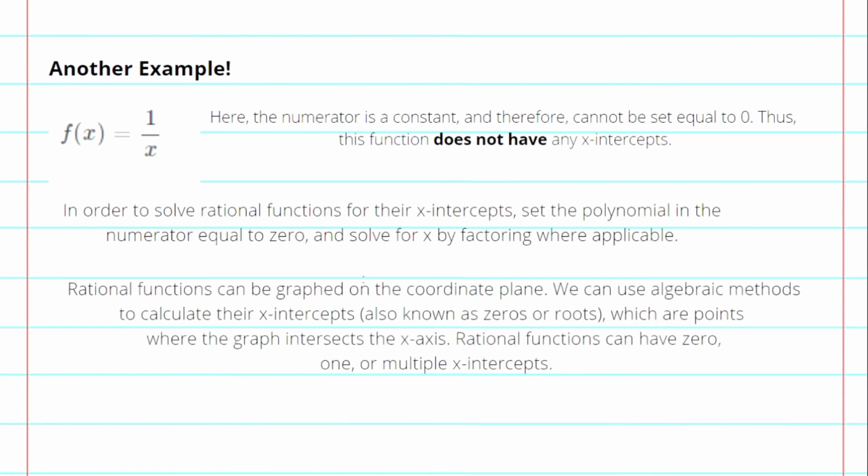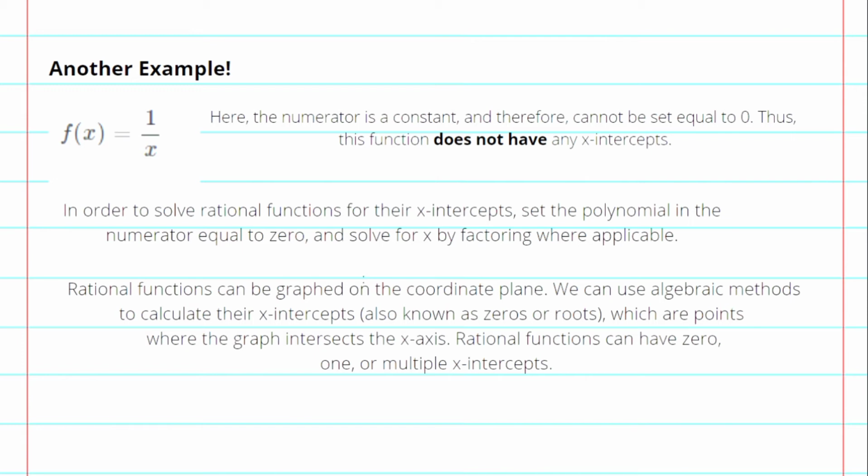Another example, f of x equals 1 over x. Here, the numerator is a constant and therefore cannot be set to 0. Thus, this function does not have any x-intercepts. In order to solve rational functions for their x-intercepts, set the polynomial in the numerator equal to 0 and solve for x by factoring where applicable.